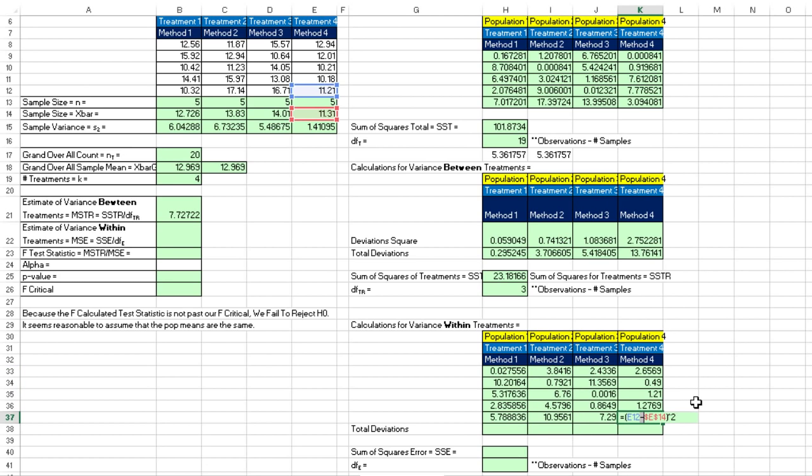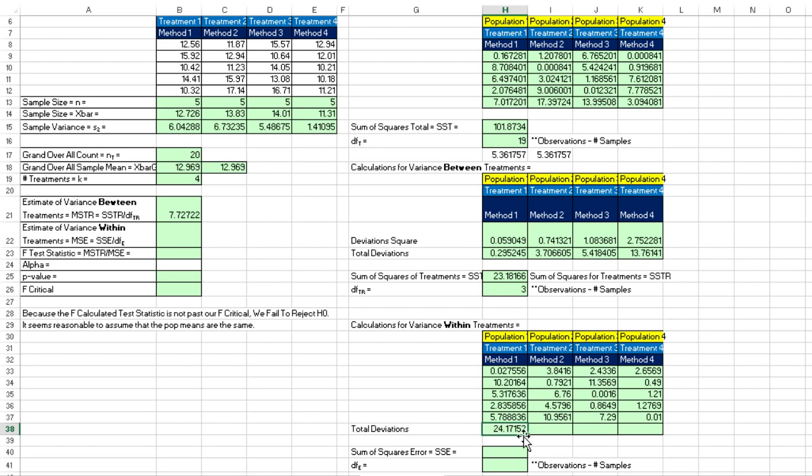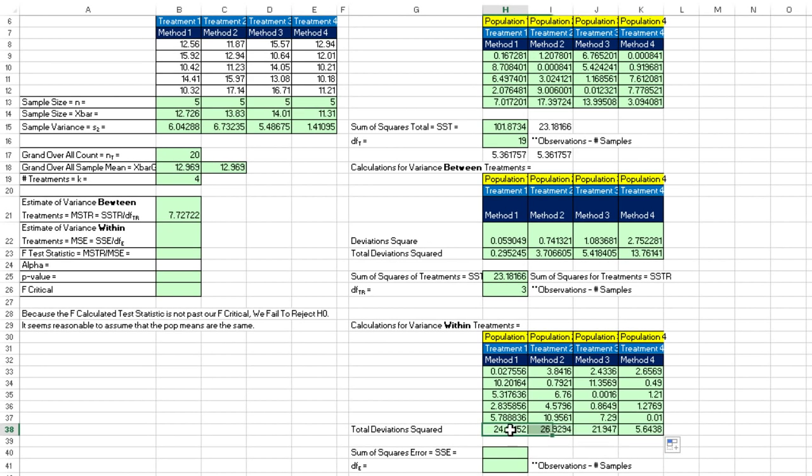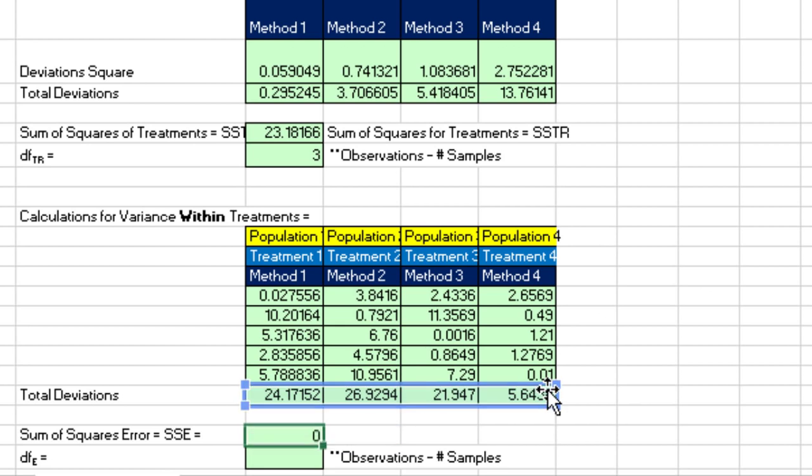All right, so I did each one of these, and I'm checking up here. It's looking good. Now I simply need to add Alt equals, Control Enter, and copy it over. Now each one of these is the total deviation squared for each one of the methods. Now we need to add them up. Alt equals, and I'm going to add up just the bottom row, the total deviations, and Enter.